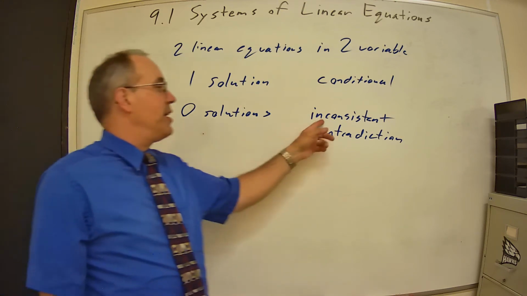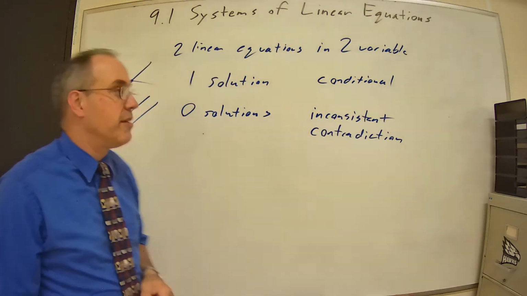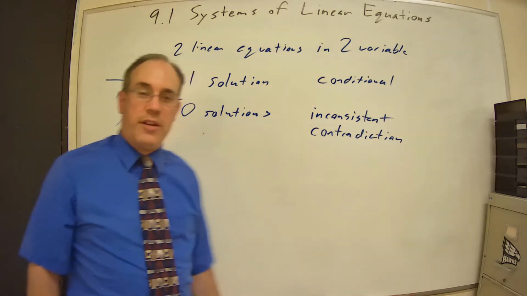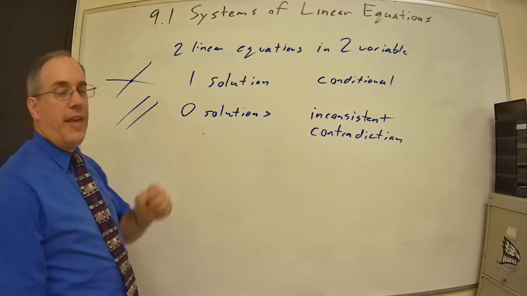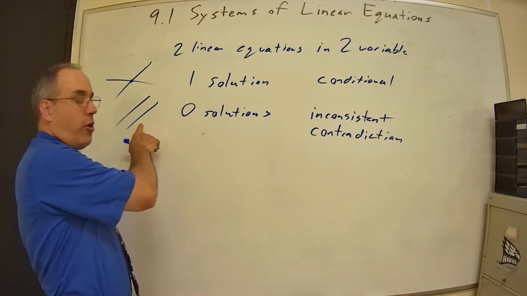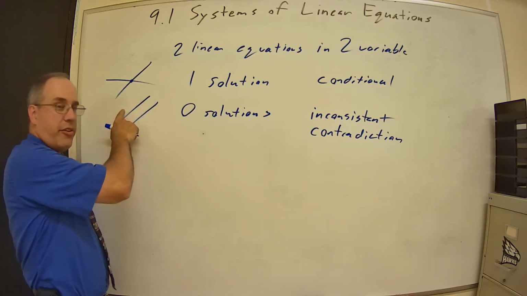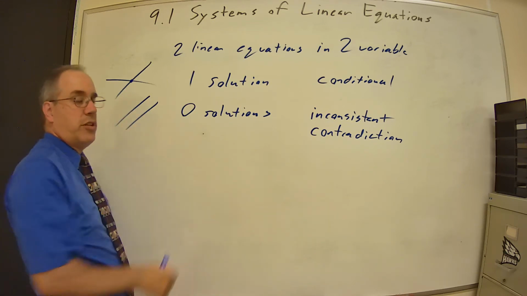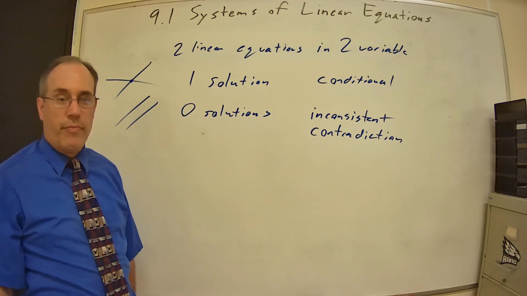So we call that an inconsistent system or a contradiction because there's no value that will satisfy both of those. Either it'll satisfy one equation, it'll satisfy the other equation, or it'll satisfy neither of the equations, but you won't find any solution that satisfies both of them.